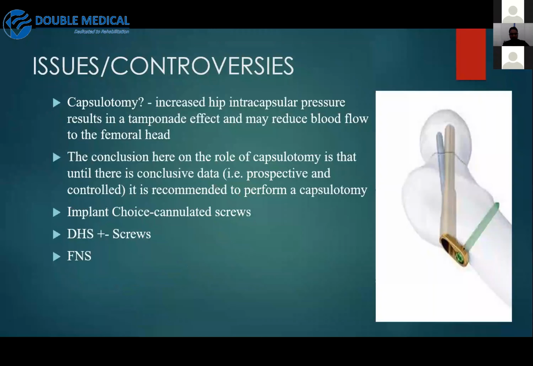On the controversy of capsulotomy: increased hip intracapsular pressure results in a tamponade effect and reduces the blood flow to the femoral head, hence increasing the chances of AVN. So the conclusion based on the randomized controlled studies is that capsulotomy is recommended to be performed. And the implant choice can be cannulated screws, DHS plus screw, or the femoral neck system, which is the new one.